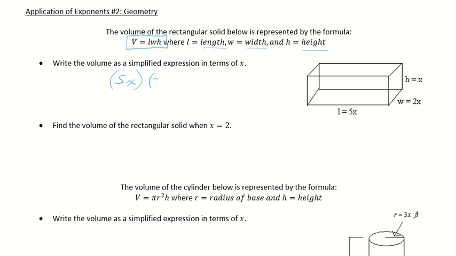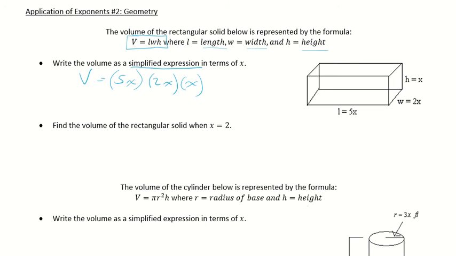The width is given as 2x. The height is given as x. And that's for the volume. Now, in the problem, they ask for a simplified expression, so this would not cut it to receive the points. And you may be wondering, why is this in a property of exponents section?